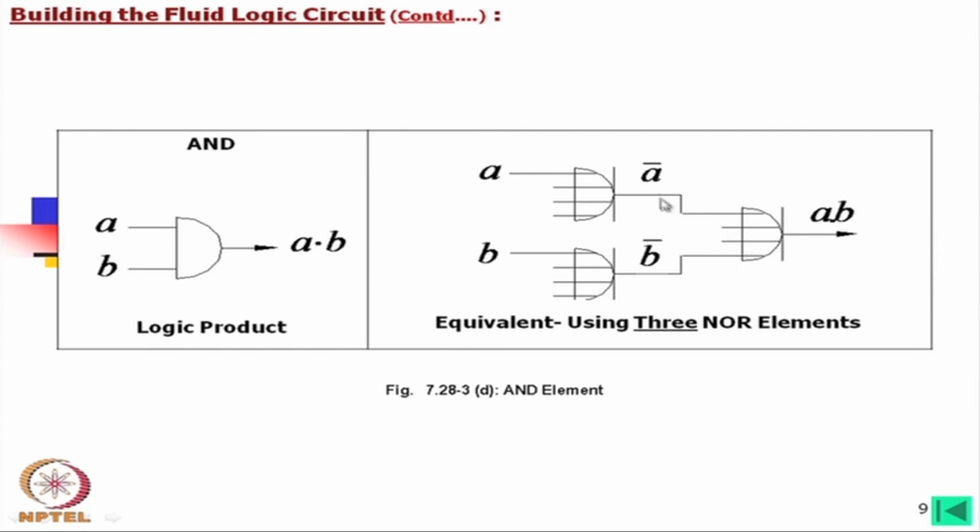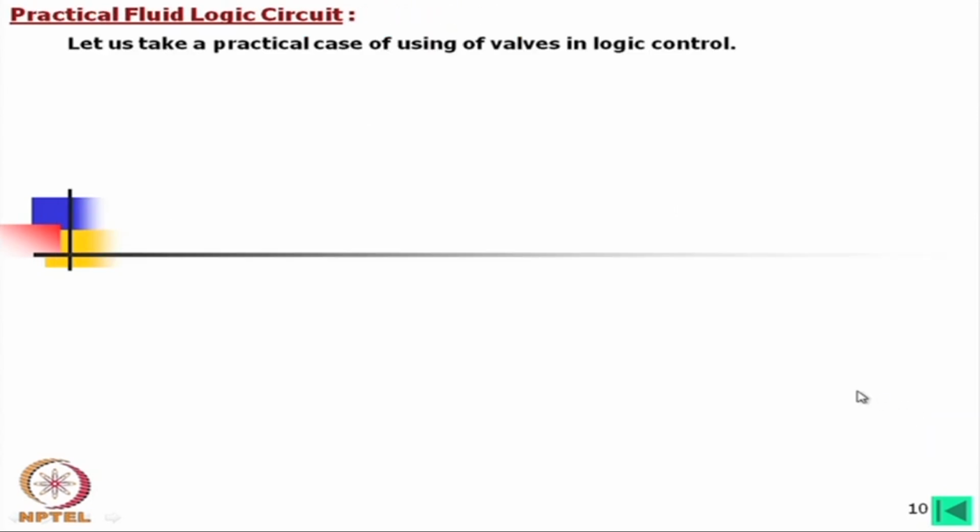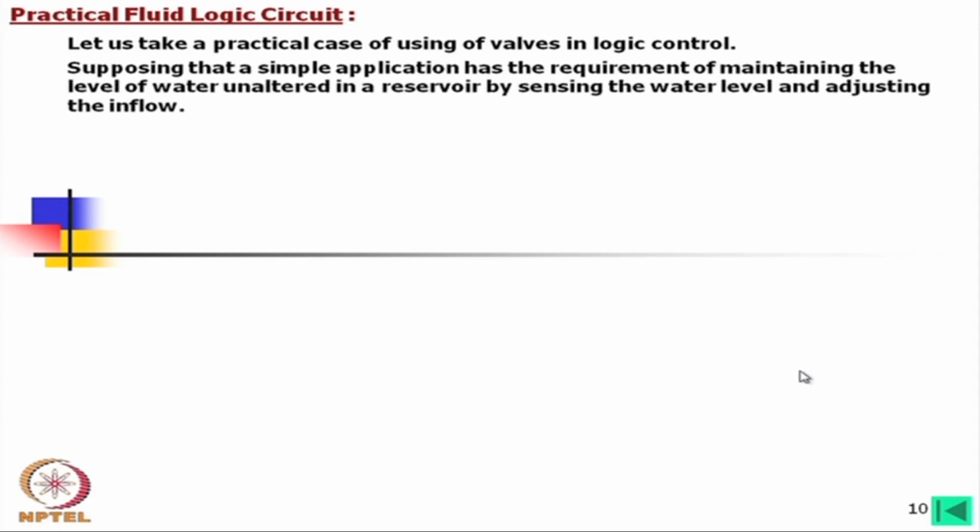At this stage apparently the output is A bar plus B bar, which again equals A dot B dot. Let us take a practical case of using valves in logic control. Suppose a simple application has the requirement of maintaining the level of water unaltered in a reservoir by sensing the water level and adjusting the inflow.